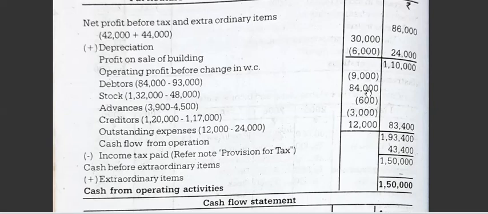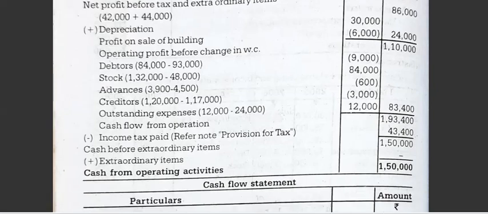Okay. Now find out these all minus value. Bracket means minus. You have to deduct 84 plus 12 minus 3 minus 600 minus 9,000. You will get 83,400. Less income tax paid. You refer the provision for tax. You will get 43,400. Okay, then cash before extraordinary item, there is no extraordinary item, so cash from operating activities 1,50,000.